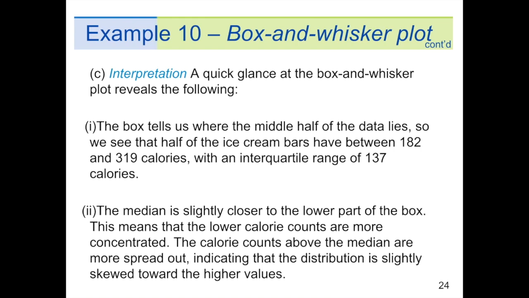A quick glance at the box and whisker plot reveals the following. The box tells us where the middle half of the data lies, so we can see that half of the ice cream bars have between 182 and 319 calories, with an interquartile range of 137 calories, which is 319 minus 182. The median is slightly closer to the lower part of the box. This means that the lower calorie counts are more concentrated. The calorie counts above the median are more spread out, indicating that the distribution is slightly skewed toward the higher values.